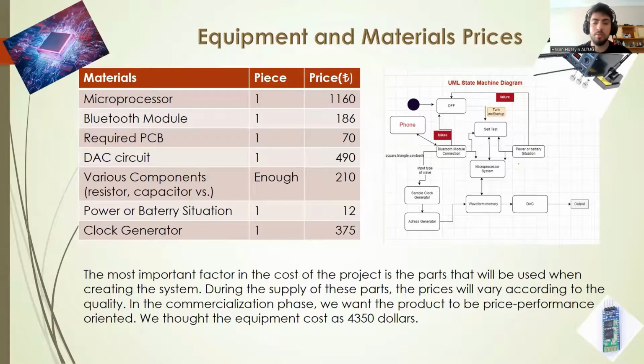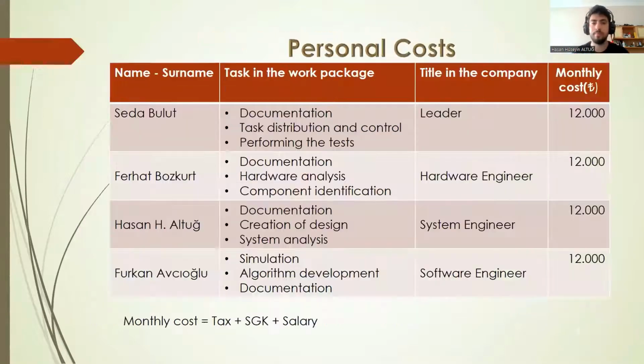The total equipment cost is $4,350. Then personnel cost. There must be the necessary personnel for the production to be carried out. The salaries of the personnel have an effect on the income expenditure balance of the production. Staff salaries, employer taxes, and SGK.